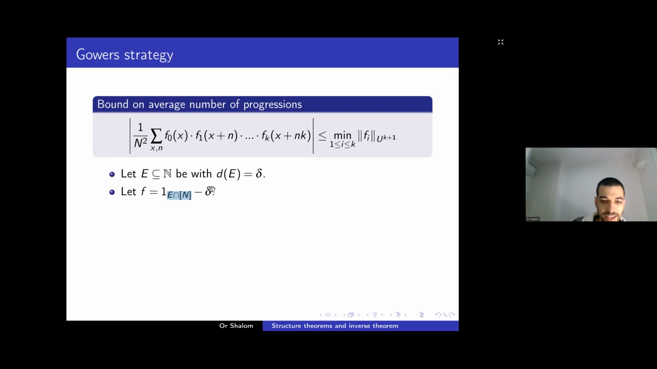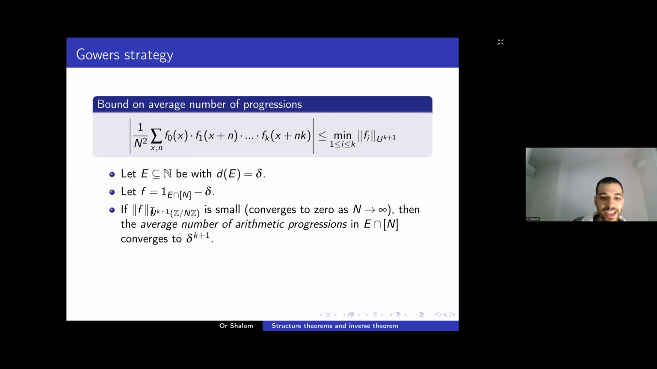And so once I subtract delta, I get a function with 0 average. So this, we normalize the function f. And now comes something a bit counterintuitive. If the uniformity norm of f is small, namely it's a quantity that converges to 0 as n goes to infinity, that's actually an indication of a lot of uniformity. If you want, you can think about it as this set is close in uniformity to delta.